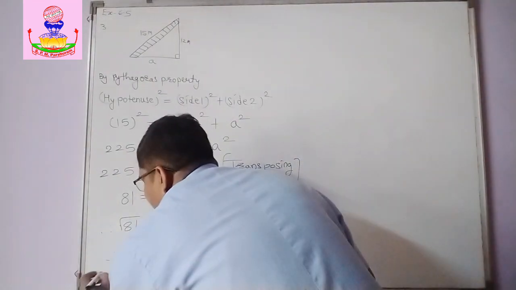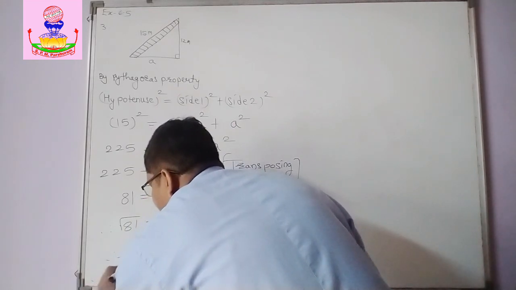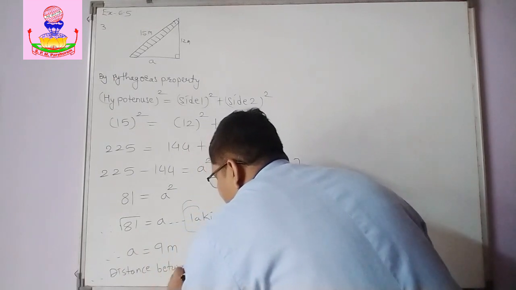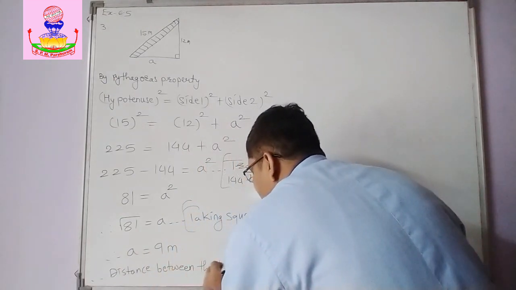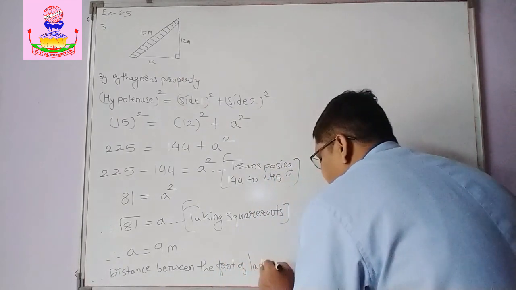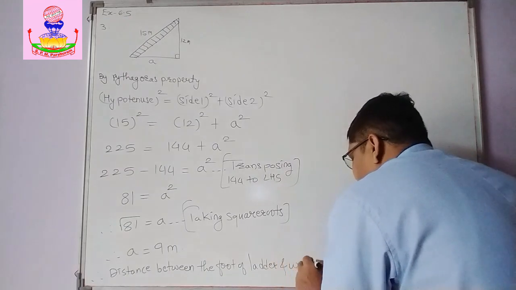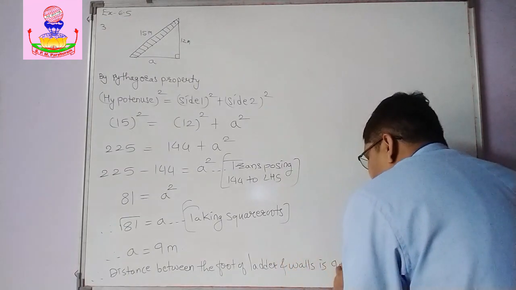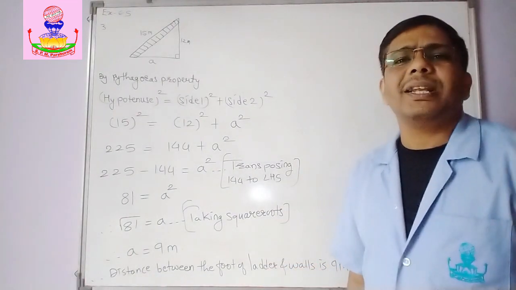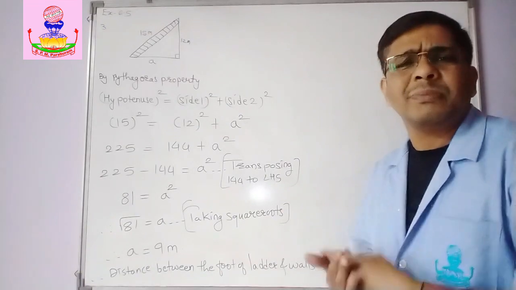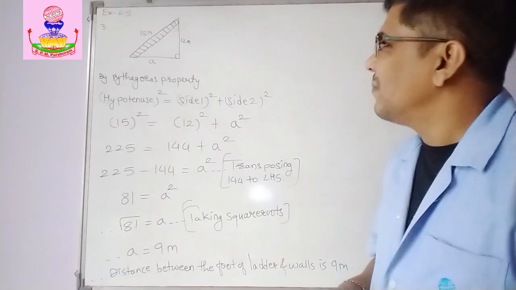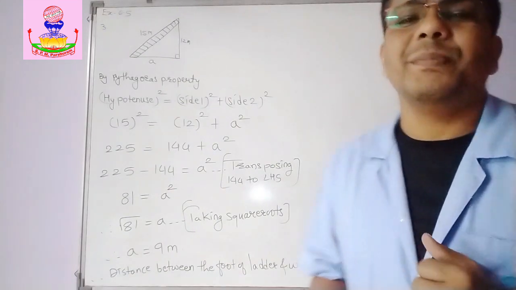Therefore, the distance between the foot of the ladder and the wall is 9 meters. Or you can write, the foot of the ladder is at a distance of 9 meters from the wall. You can write it either way, it doesn't matter, the meaning has to be the same. Let's move to the next example.